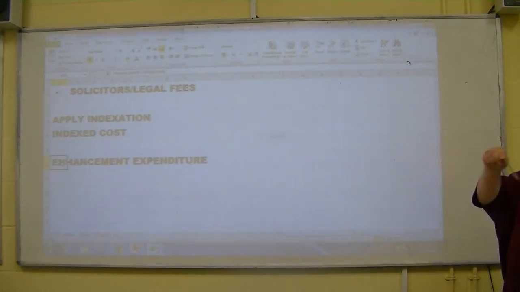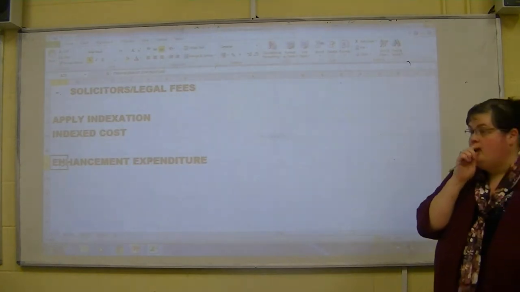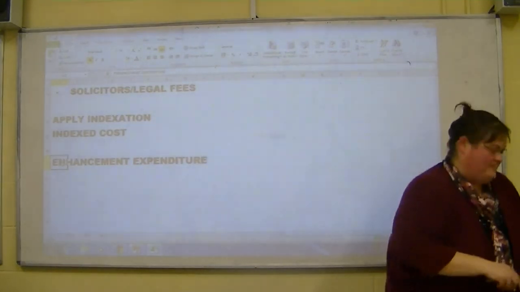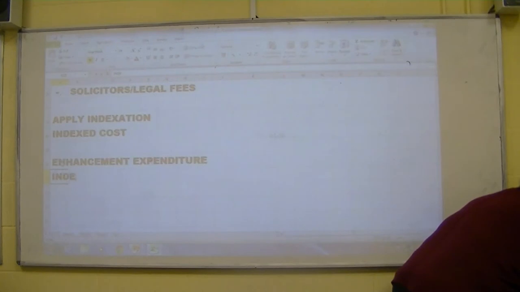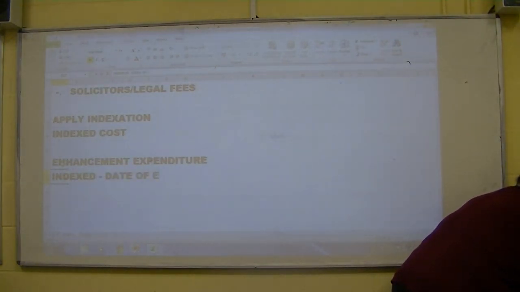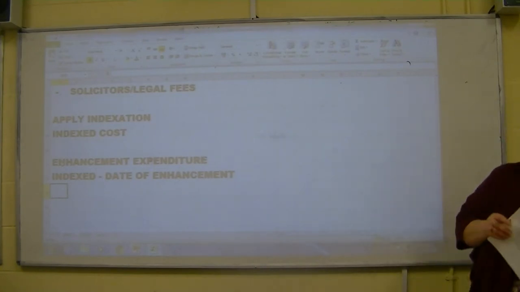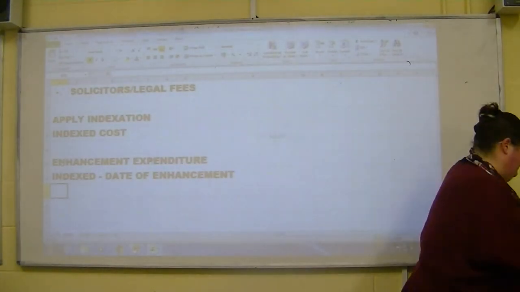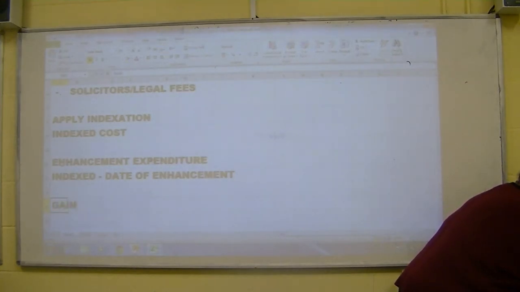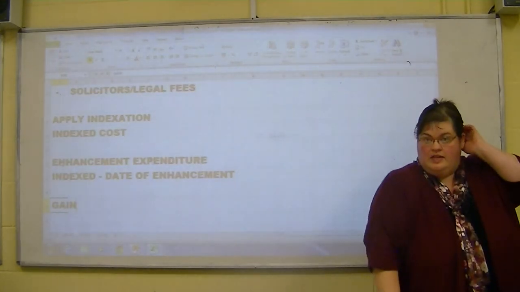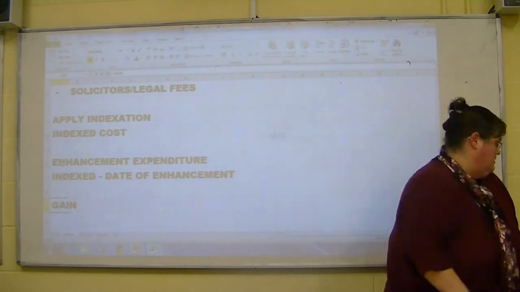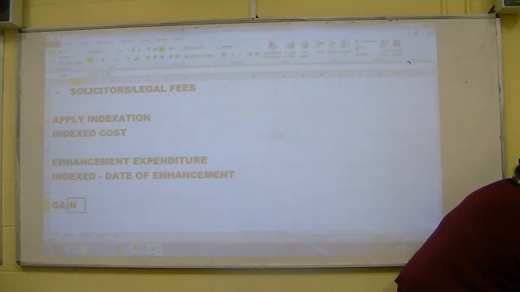And another indexation, more indexation then, yeah. So it's indexed up again. And that's the date of enhancement. Not when we bought it, but the date of the enhancement. So if you bought in 98 and went up in 05, you'd use 05. Yeah, 05. Okay, and take them off to give us your gain.